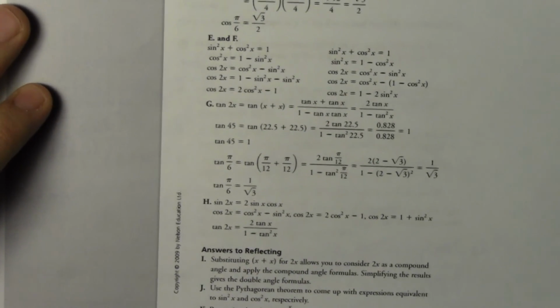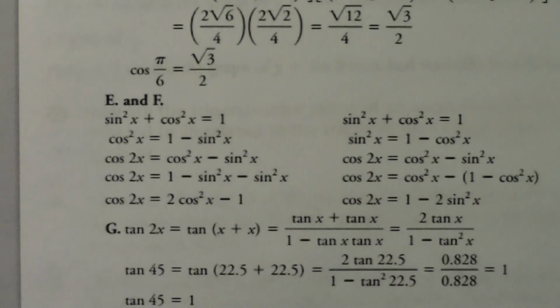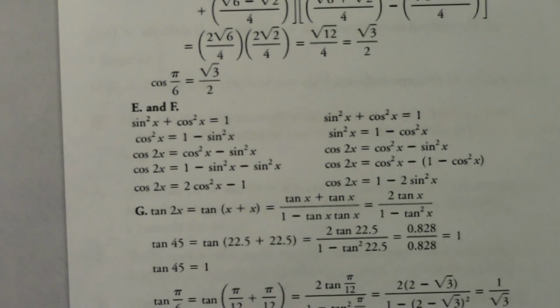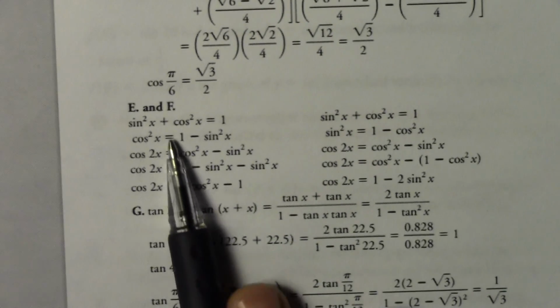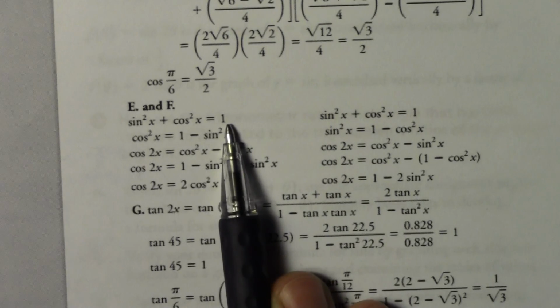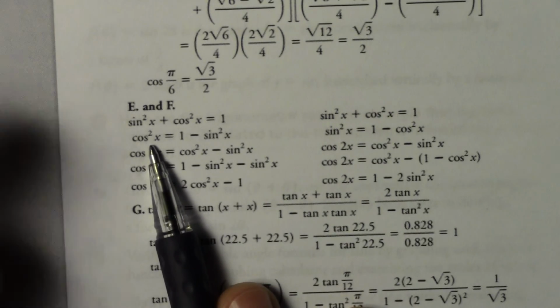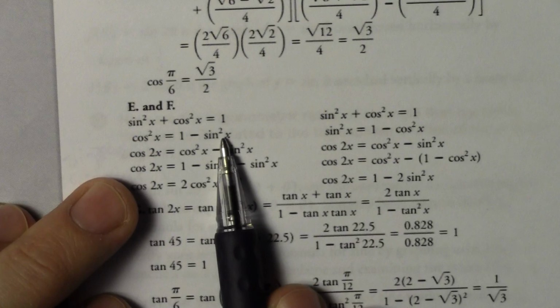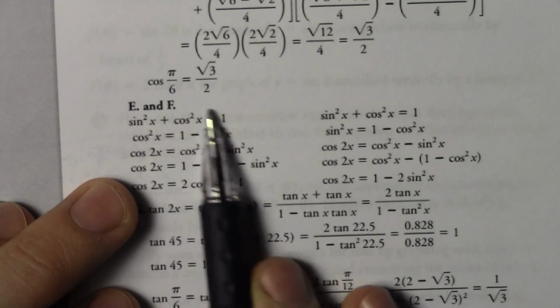I'm going to zoom in here. It's a lot neater. I'm running out of space. Okay, so sine squared x plus cos squared x is equal to 1. Therefore, cos squared x is equal to 1 minus sine squared x. We're just moving this over to the other side.